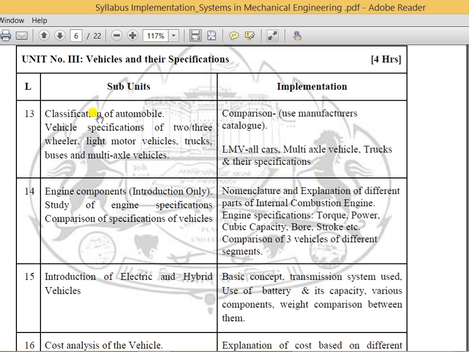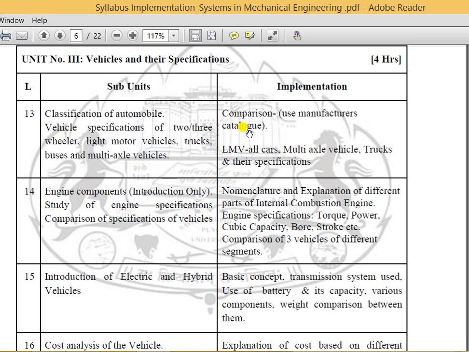Whatever points are included in this vehicles and specifications unit, you have to concentrate on vehicle classification of automobiles, and on which parameters are responsible for its classification, depending on its fuel, depending on its usage, for what purpose it is carrying goods transport, for the transport of passengers, like that. That is a very important one.